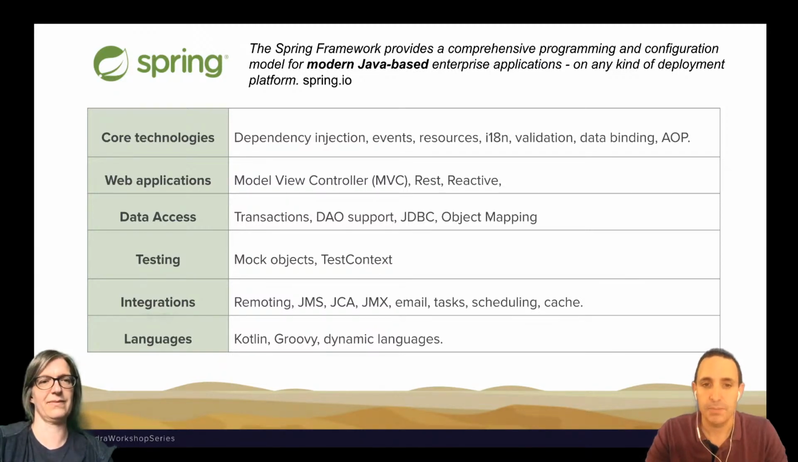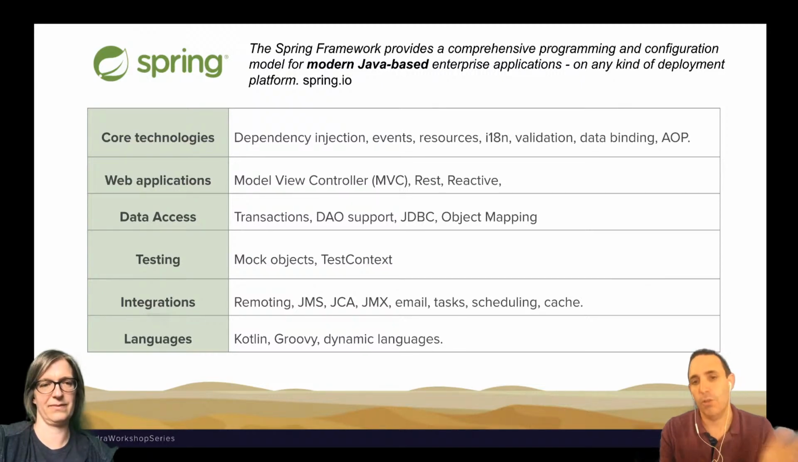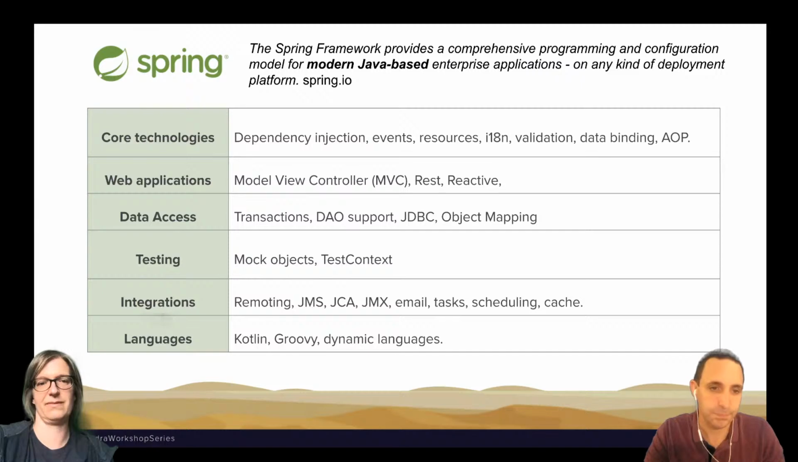class. So DAO means data access object, and it does all the object mapping from your database to the object you are using. Testing, integration, and multiple languages now. Kotlin is now very popular in the Spring community, mostly because of the huge popularity of Kotlin in Android apps, I guess. But it also comes in the more traditional backend.